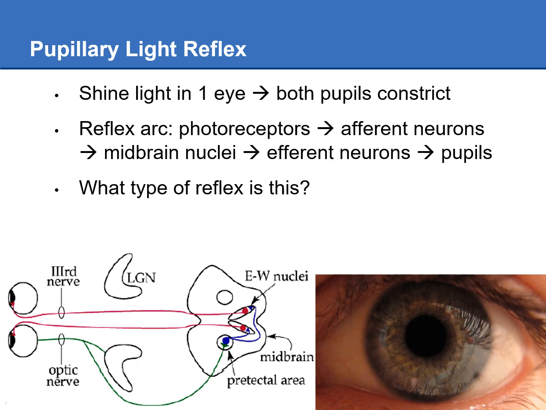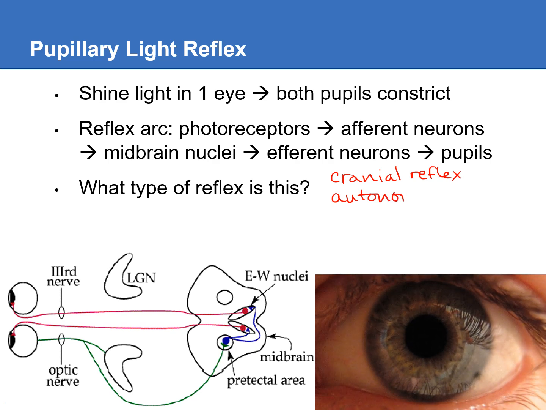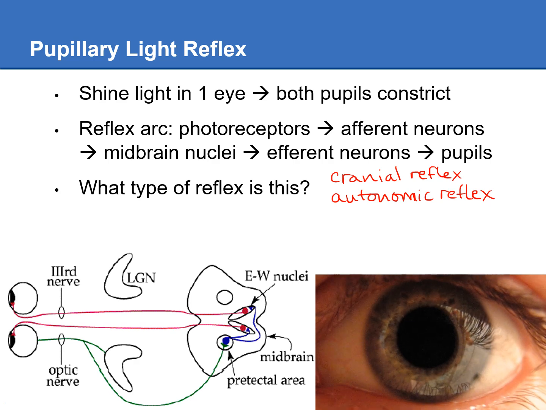So is this a spinal or cranial reflex? So this is actually a cranial reflex, isn't it? Because it involves the brainstem and also the cranial nerves. So this will be a cranial reflex. And is this a somatic or autonomic reflex? So this will be an autonomic reflex because you're innervating smooth muscle. Okay, somatic reflexes, you innervate skeletal muscle.